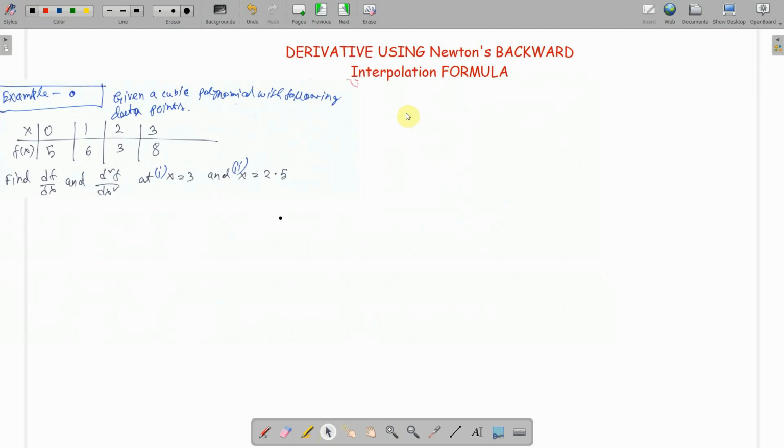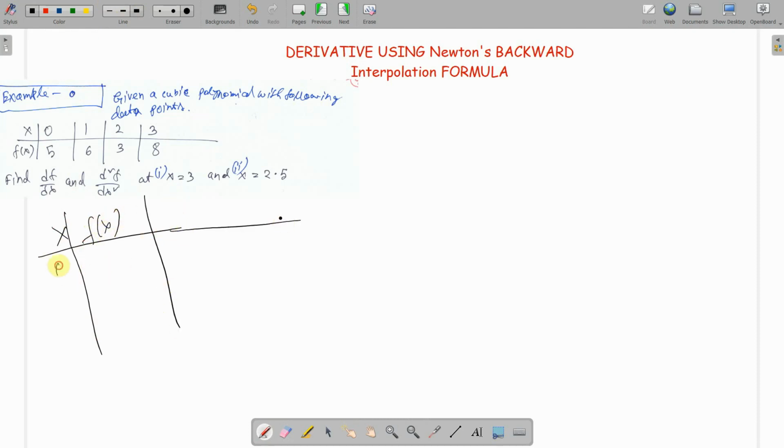Okay, so what would be the first step? What will be your first step here? So first step, you have to write the x and f(x) values. x, f(x).